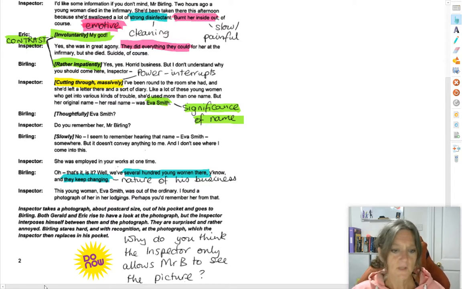And just a little small task for you to do. Why do you think the inspector only allows Mr. Birling to see the picture? Do you think that could be significant later on? So there's just something for you to have a think about there.